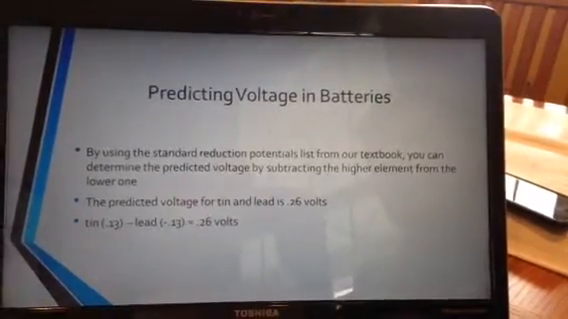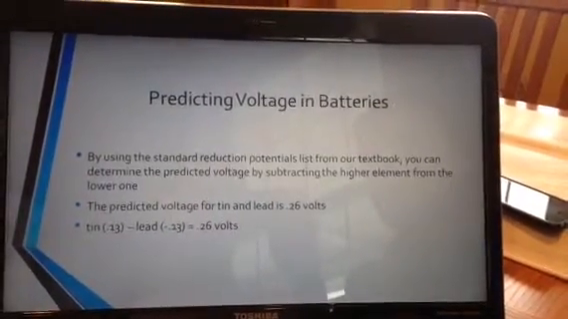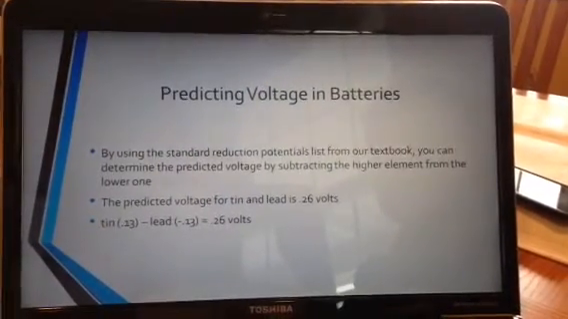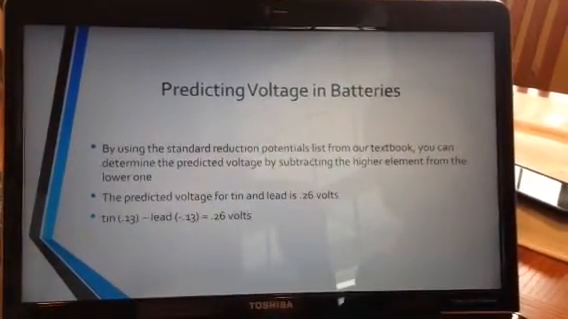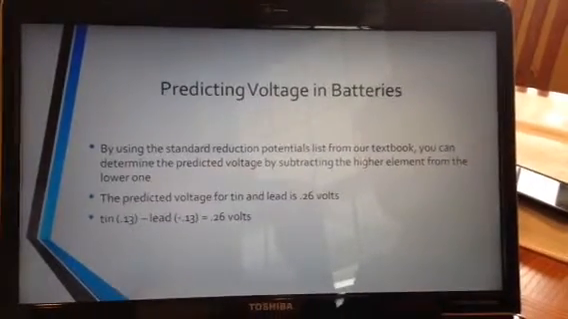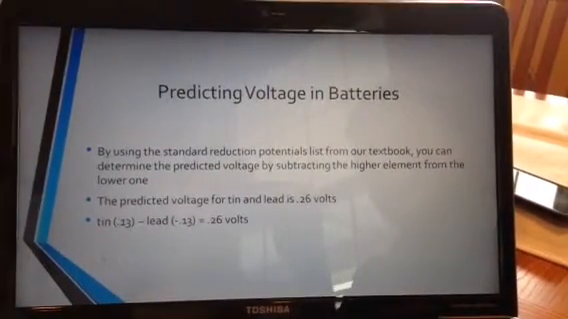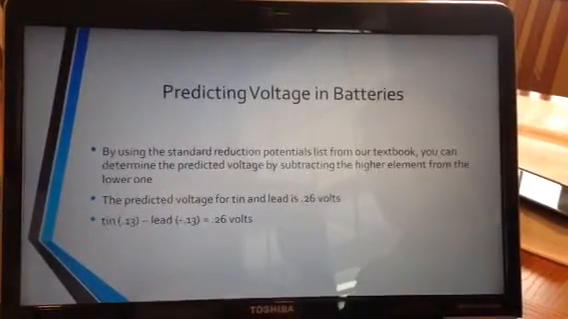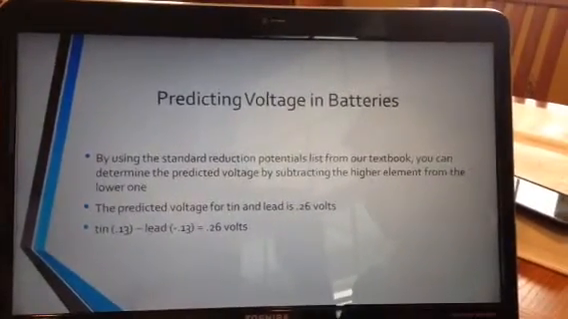To predict the voltage in batteries, we can use resources from our textbook. In the standard reduction potentials list, you can determine the predicted voltage by subtracting the higher element from the lower one on the list. The predicted voltage for our battery for tin and lead is 0.26 volts. The equation to find this can be seen below.